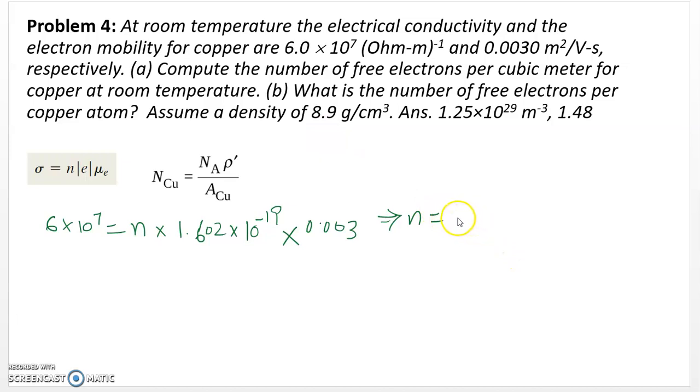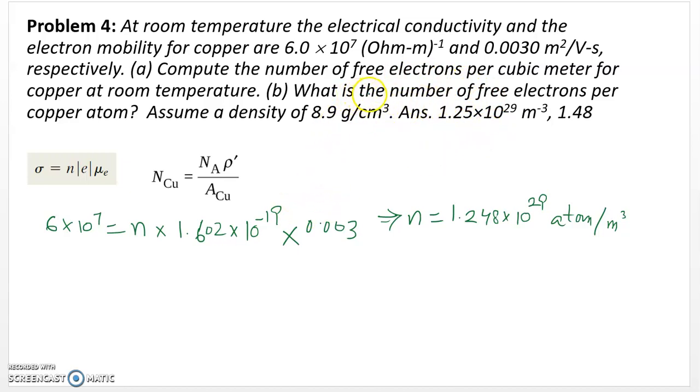So from here I determine n is equal to 1.248 times 10 to the power 29 electrons per cubic meter. So now we have found this many electrons per cubic meter.